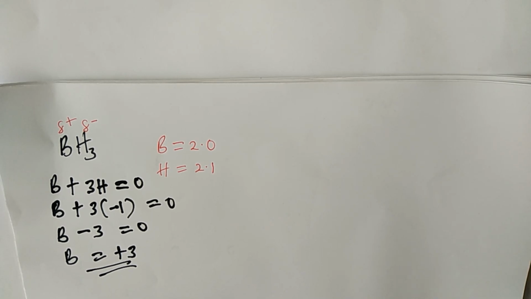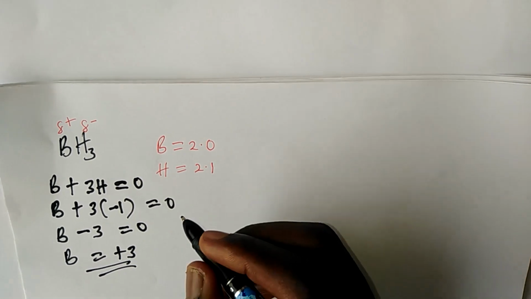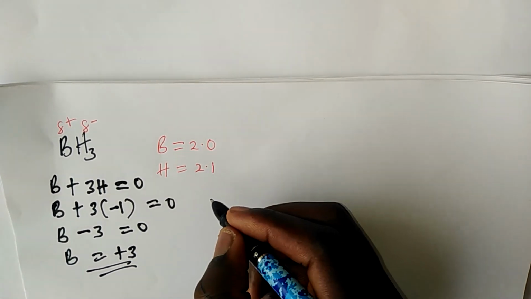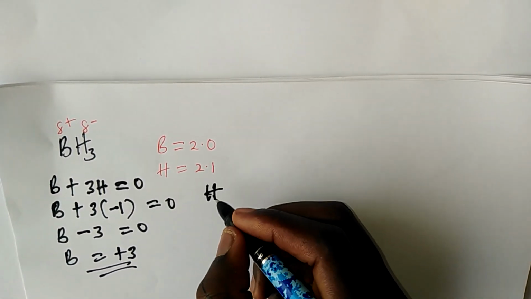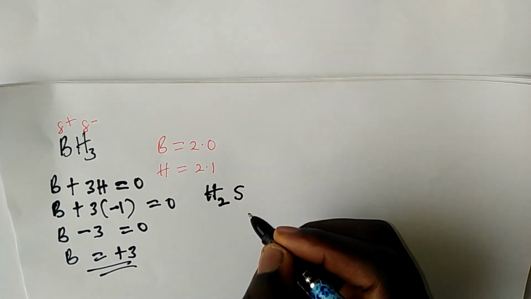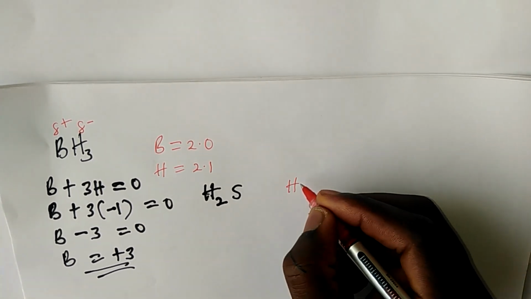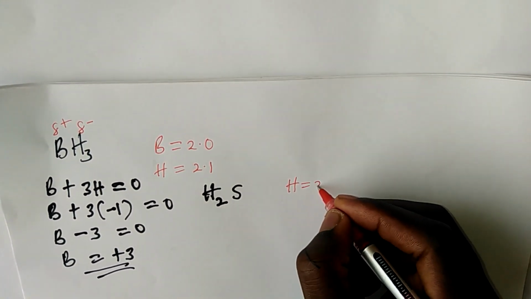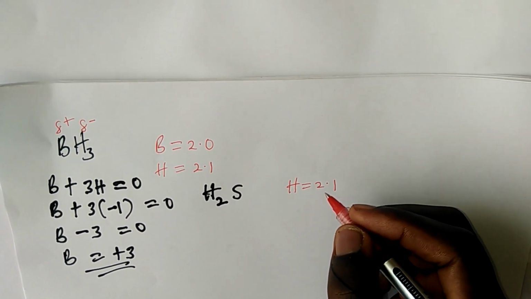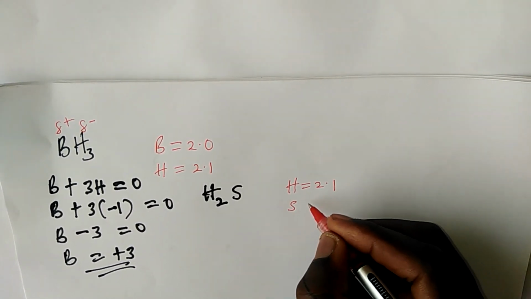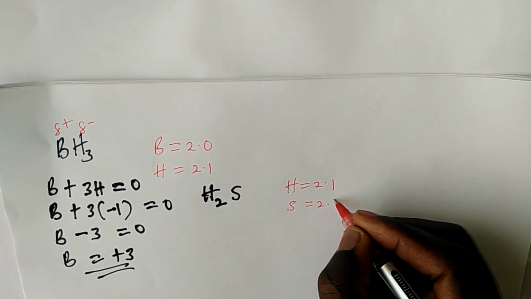Now, what about hydrogen sulfide? Right, we have H2S. Now we know that in this particular compound, hydrogen has an electronegativity value of 2.1, and then sulfur has an electronegativity value of 2.5, sorry.